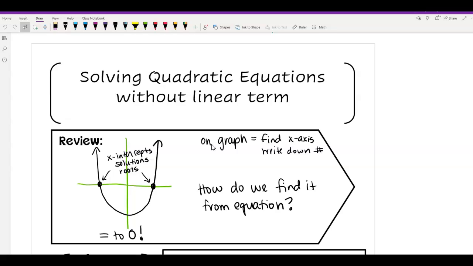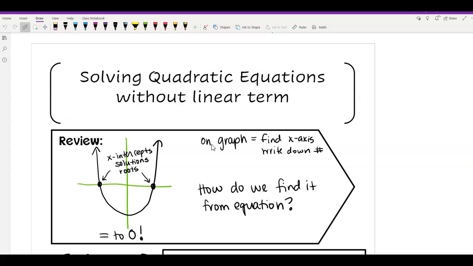So if you remember, when we have a quadratic equation, sometimes that quadratic equation crosses the x-axis. And if you find those x-intercepts, that's also the same as finding its solutions or finding its roots or finding its zeros, because that's where it's equal to 0 on the y-axis. And when we have a graph, that's really easy to find. You just look for those points.